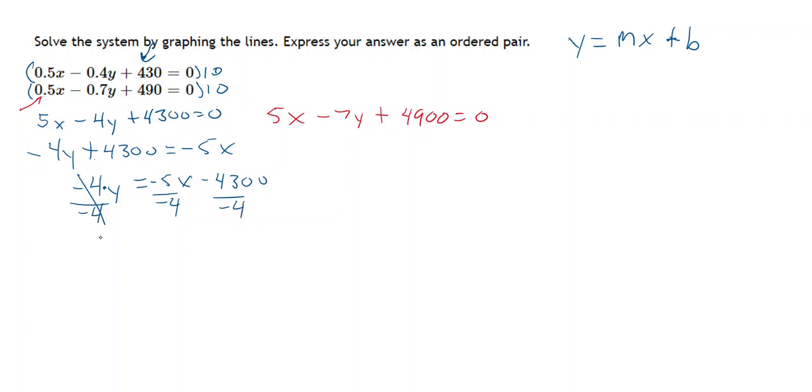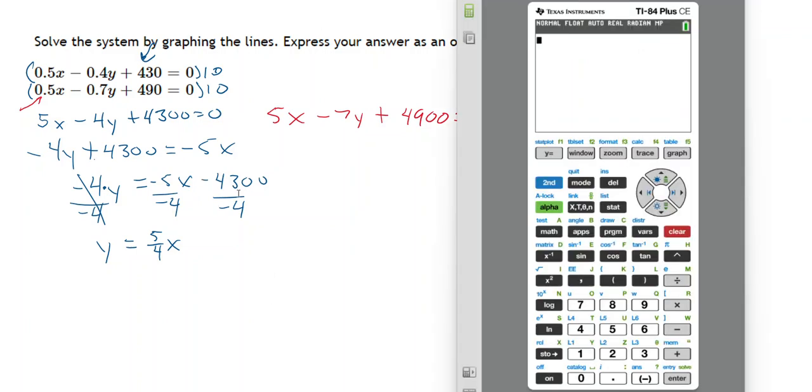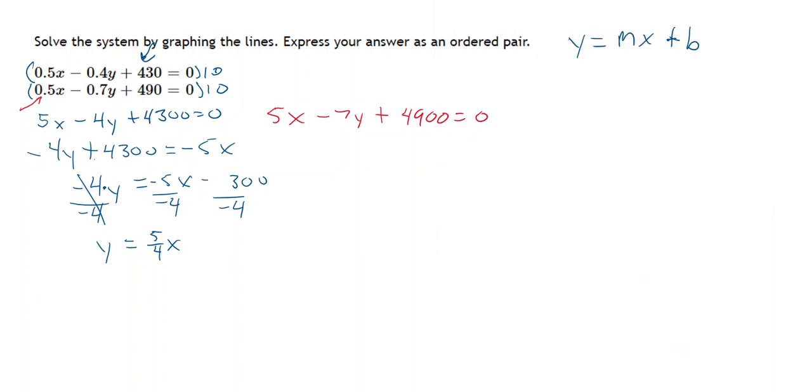All right, so what do we have left? We've got y is equal to, so now negative 5 divided by negative 4 is just 5 over 4x. And then 4,300 divided by 4. Does it go in? It does. And it was a negative divided by a negative. Okay, so that was that, right? So negative divided by negative is coming out positive. So this is positive, whatever that number was I just found.